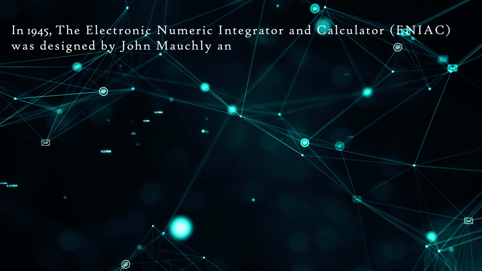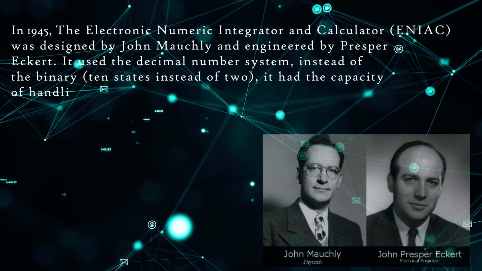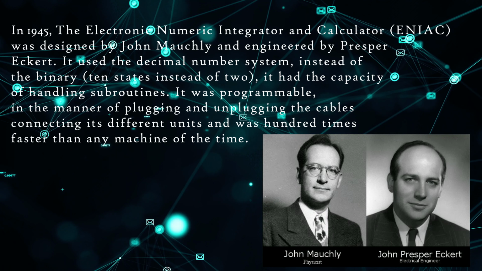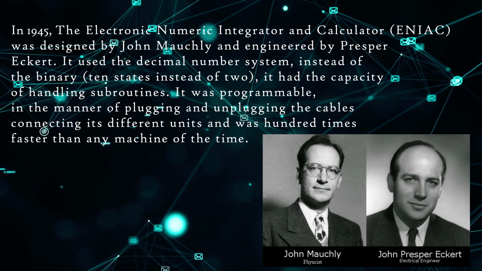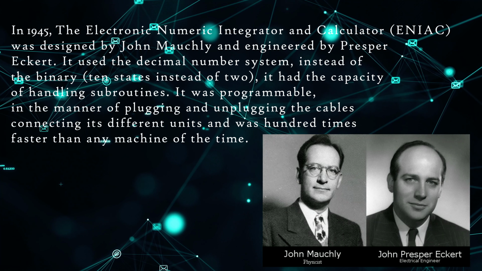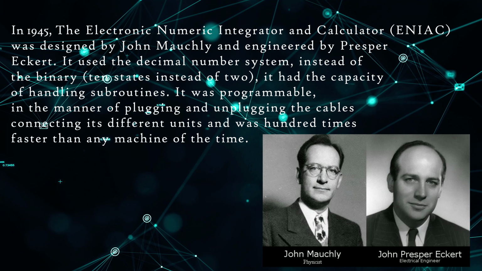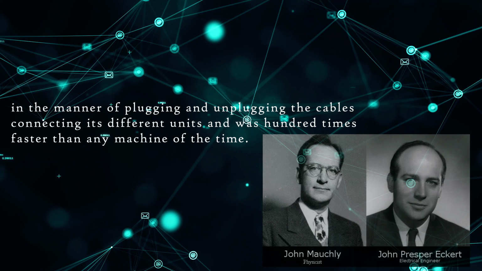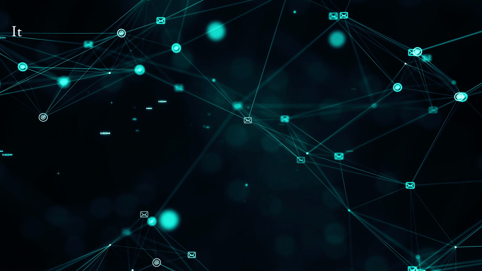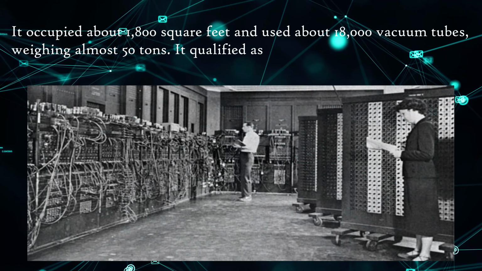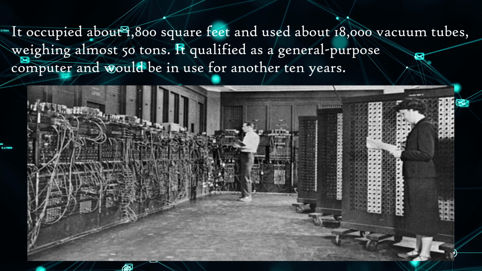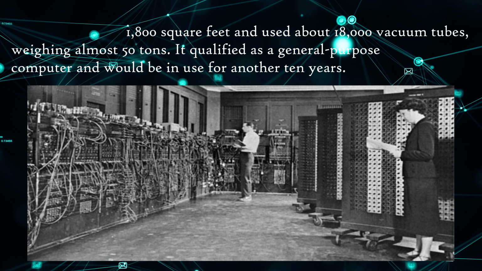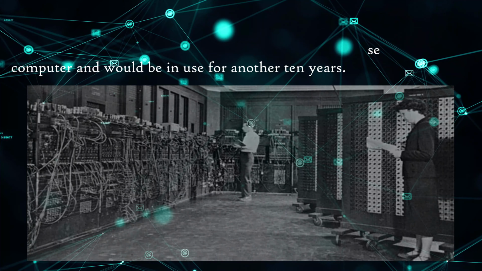In 1945, the Electronic Numerical Integrator and Calculator was designed by John Mauchly and engineered by J. Presper Eckert. It used the decimal number system instead of the binary. It had the capacity of handling subroutines. It was programmable in the manner of plugging and unplugging the cables connecting its different units and was 100 times faster than any machine of the time. It occupied about 1,800 square feet and used about 18,000 vacuum tubes weighing almost 50 tons. It qualified as a general-purpose computer and would be in use for another 10 years.